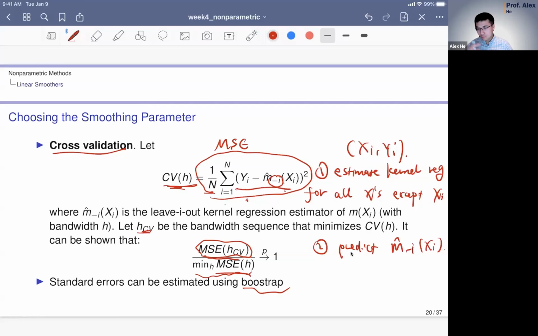So we don't have to do it n times, we only have to do it once. Okay, so we'll get to that in a few slides.